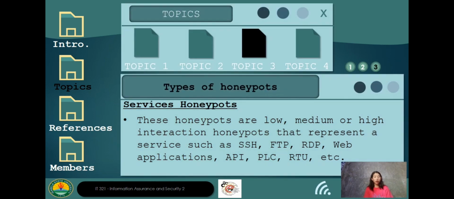Continuation. Types of honeypots. Service honeypots. These honeypots are low, medium, or high interaction honeypots that represent a service such as SSH, FTP, RDP, web application, API, PLC, RTU, and etc. So, dito sa service honeypot, madami siyang nire-represent na services.